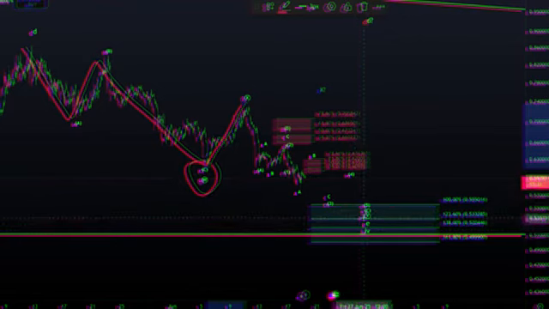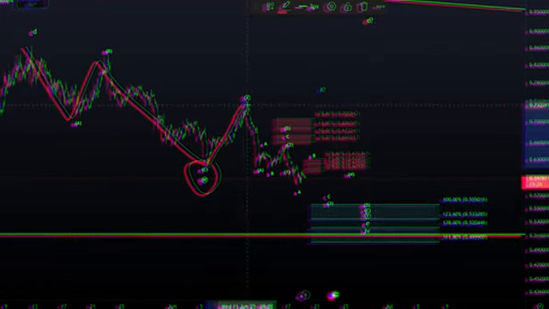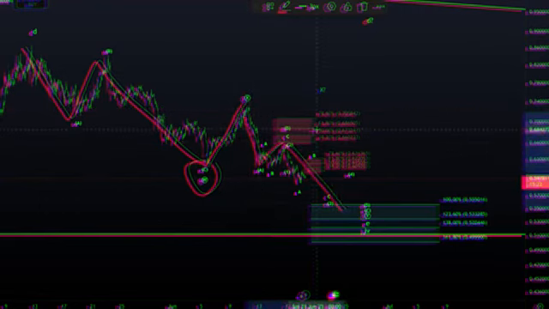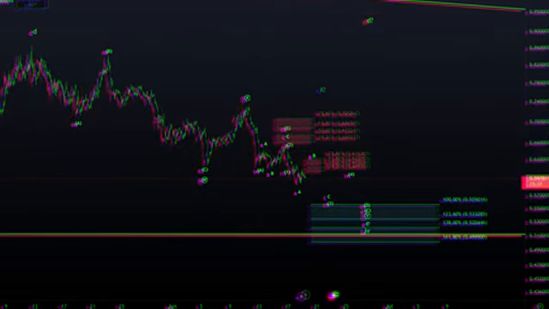Well, the C wave of Y is now unfolding because the Y wave obviously started when the X wave topped, and it's an ABC structure. So A, B, C. The upper resistance held. We can remove it now from the chart.